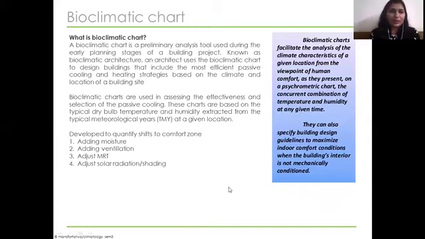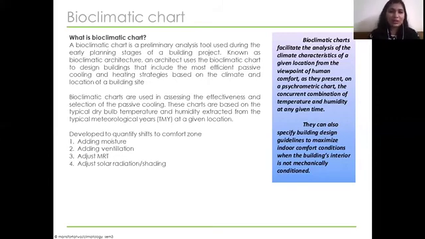What is a bioclimatic chart? It's a preliminary analysis tool used during the early planning stages of a building project. It is known as bioclimatic architecture, an architecture which uses the bioclimatic chart to design buildings that include the most efficient passive cooling or heating strategies based on the climate and location. Bioclimatic charts are used in assessing the effectiveness and selection of passive cooling or passive heating.